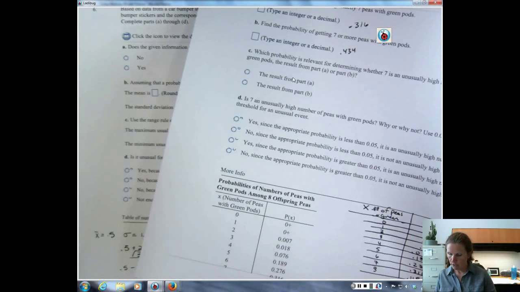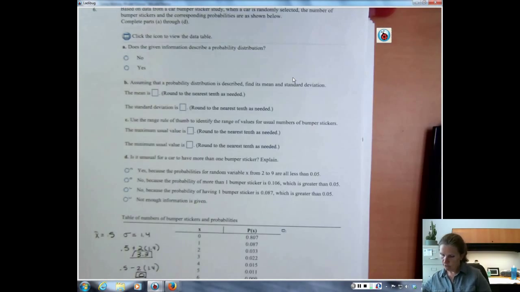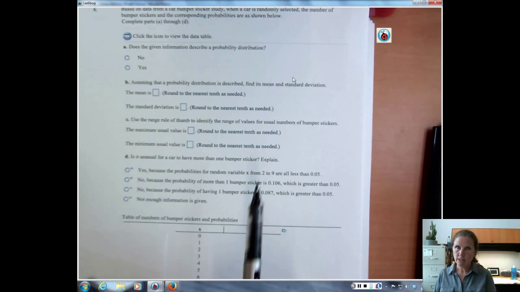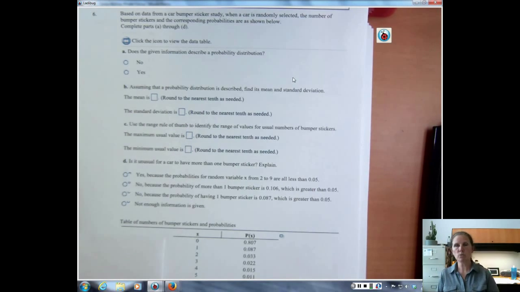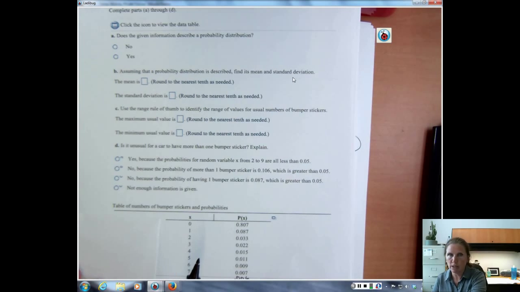Okay, all right, so moving on to the next one. Based on data from a car bumper sticker study, when a car is randomly selected, the number of bumper stickers and the corresponding probabilities are shown below. The number of bumper stickers that we're looking at goes from 0 to 9. You know how it goes.